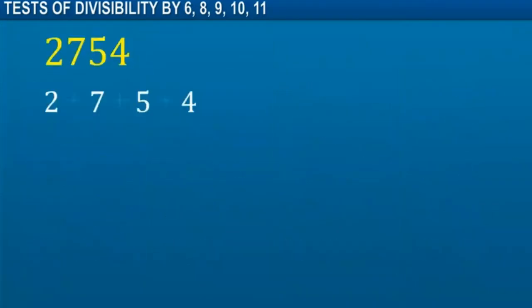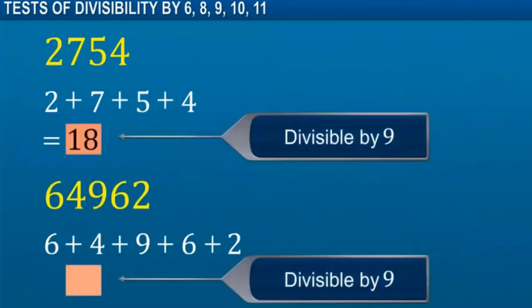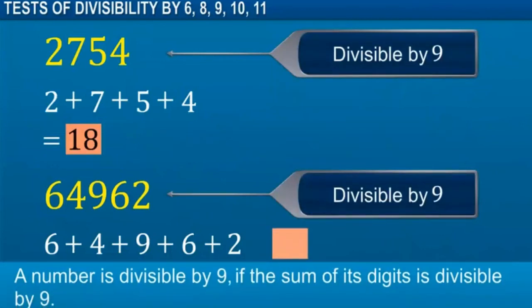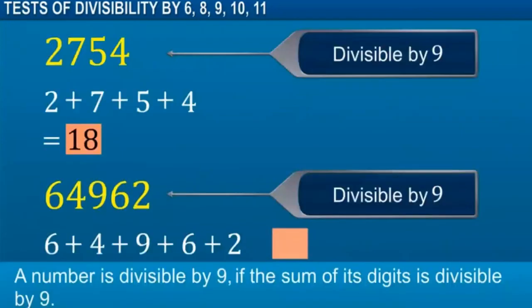Here are some more numbers divisible by 9. Note that the sum of their digits is divisible by 9. Thus, a number is divisible by 9 if the sum of its digits is divisible by 9. Okay, so here we have example 2754. 2 plus 7 plus 5 plus 4, so we are getting the total as 18. 18 is in the 9 table, so the number is divisible by 9.